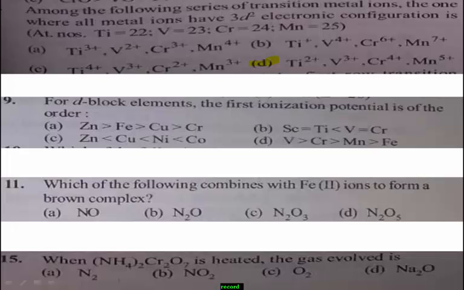Here, first ionization energy follows the order zinc is greater than iron, greater than copper, greater than chromium. Where is the order Zn > Fe > Cu > Cr given in your options? Yes, option A. Option A is the right answer.